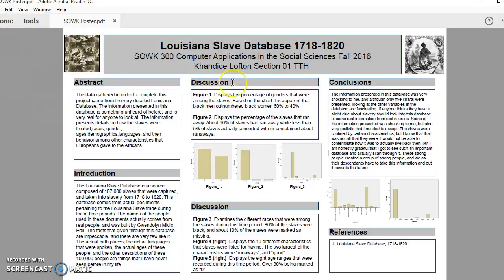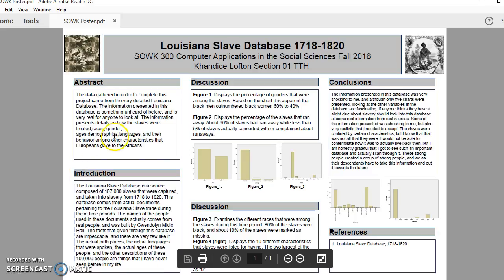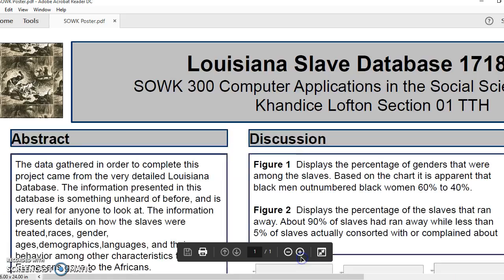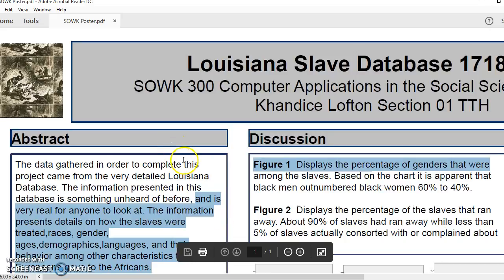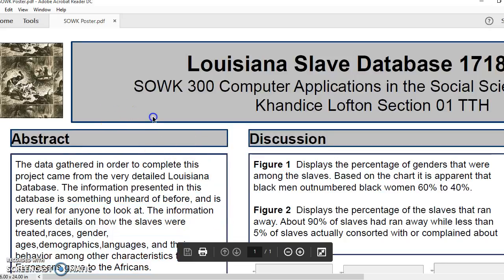This is my poster in its entirety. We see on the left side the abstract and introduction. In the middle, there's the discussion, and two discussions on the top and bottom. In the middle, the conclusion, and the references at the bottom. Zoom in. This over here is the abstract.